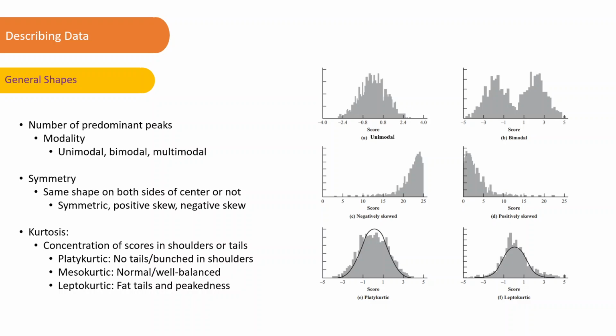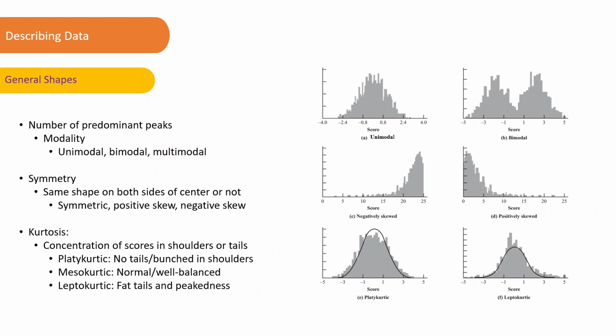The shoulders would be kind of like up here, bunched up in the shoulders, and then the peak would be kind of like the head, if you think of it in terms of body parts, right? And so kurtosis, we're talking about the degree to which our scores are bunched up in the shoulders or the tails of our distribution. And there's three general categories or descriptive categories of kurtosis.